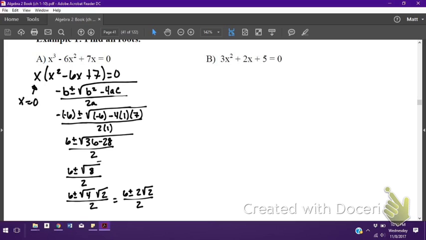Last but not least, I need to make sure that I reduce my coefficients. So what goes into 6, 2, and 2 evenly? Well, that's going to be 2. So 6 divided by 2 is 3, and 2 divided by 2 is 1, so 1 root 2. Again, I have x is 0 as one of my solutions, and my other x values are going to be 3 plus or minus root 2.